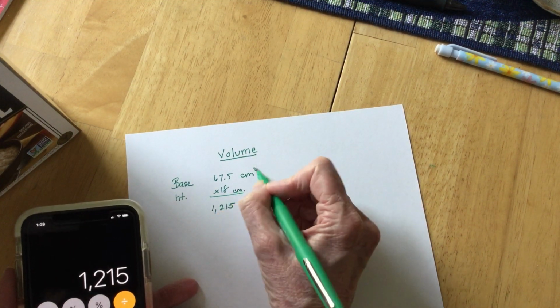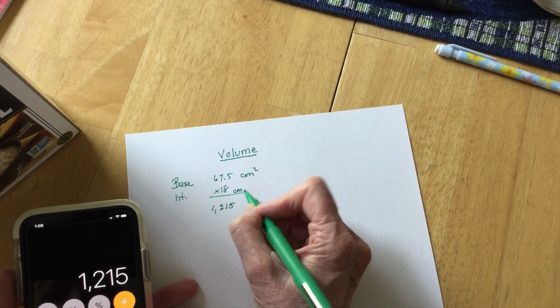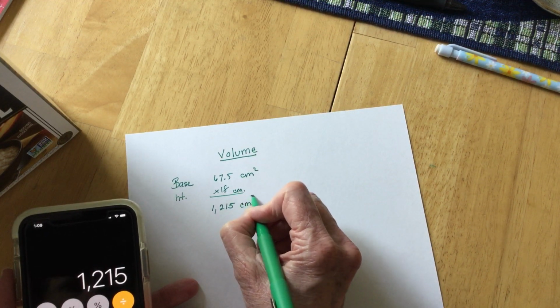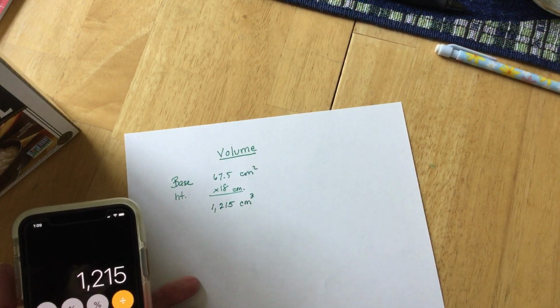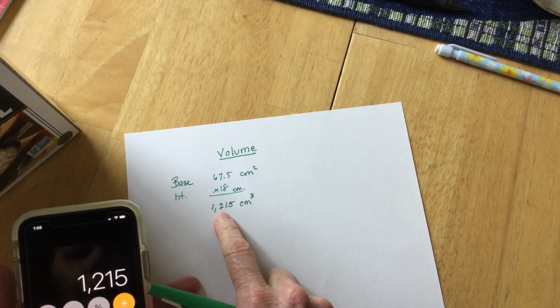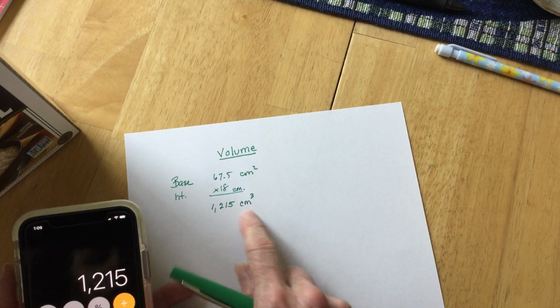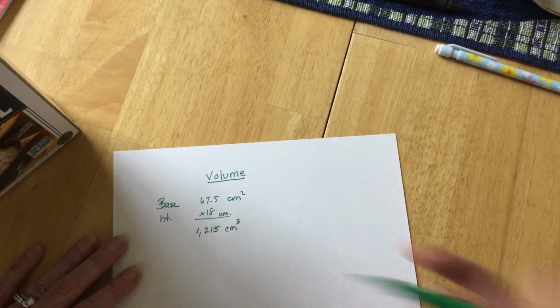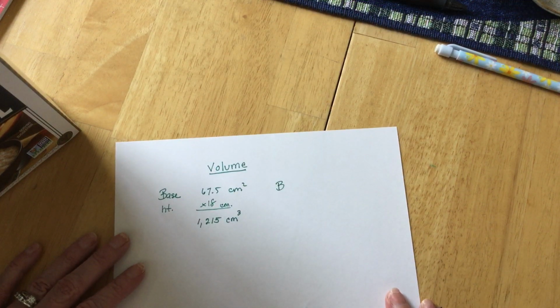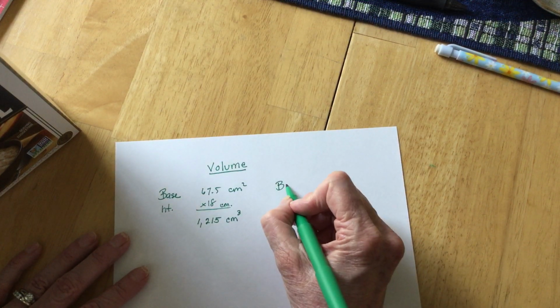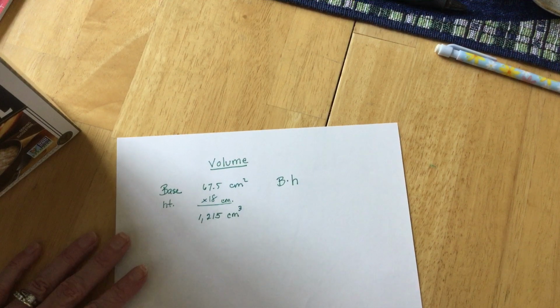Now I had centimeter squared times another centimeter. Now I have centimeter to the 3rd power, which is the 3rd dimension, and that's called cubed. So 1,215 cubic centimeters. So to find the volume, it's always whatever the shape of the base is, find the area of that and multiply it times the height.